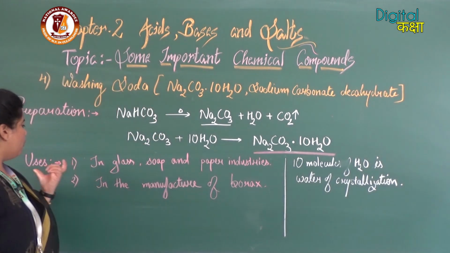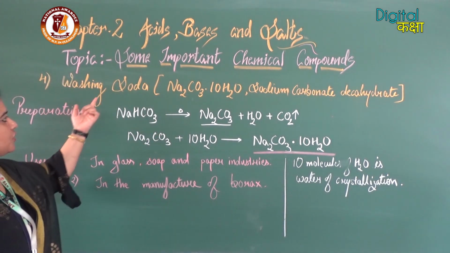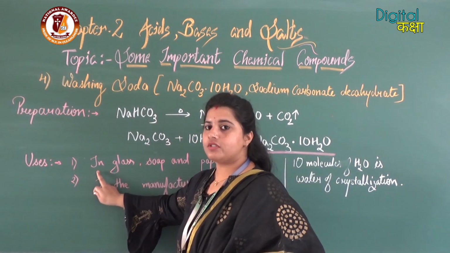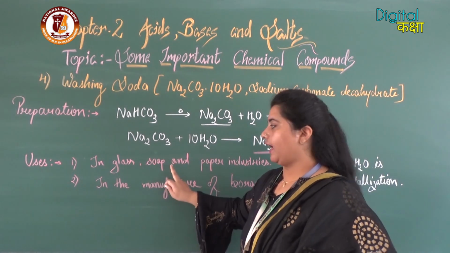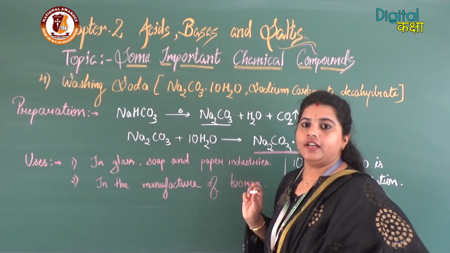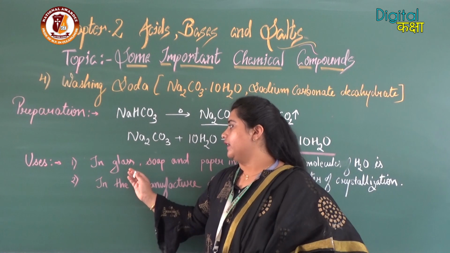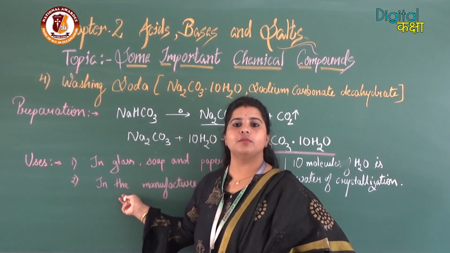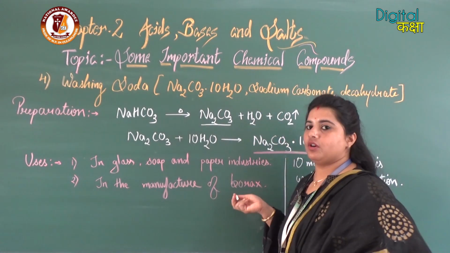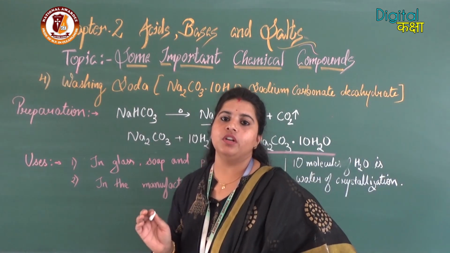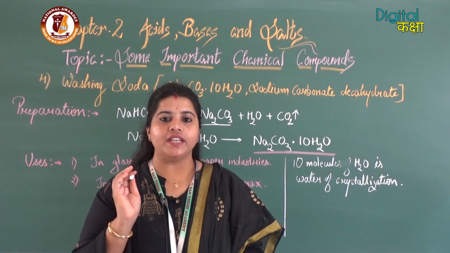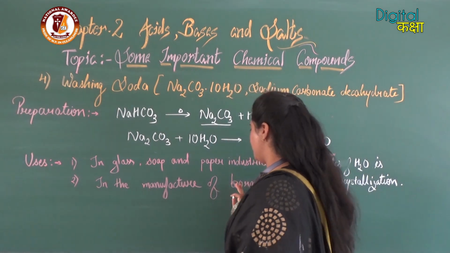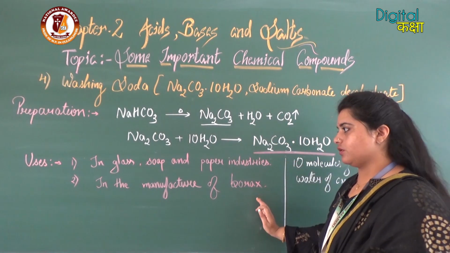Now, what is the use of washing soda? So, first use is, it is used in glass, soap and paper industries. It is used in the manufacture of glass, soap and paper. Secondly, it is used in the manufacture of borax. Borax is a special compound which is used in glass to increase its tensile strength. So, it is used in borax also.